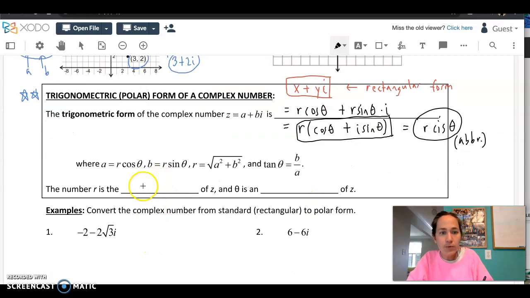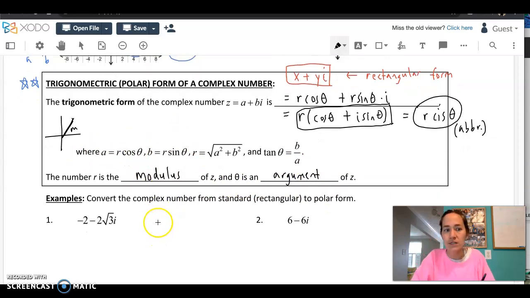The number r, we use this term on the last page. r is called the modulus, right? On the last page, we referred to the modulus as the absolute value, right? The distance from the origin out to the point. Doesn't that sound like r in polar form? That's your radius, right? If I'm going to this point here, my radius out from the origin is going to be called the modulus there. And theta, just to give it a technical term, is an argument. An argument of z, an argument of that complex number z in trig form.